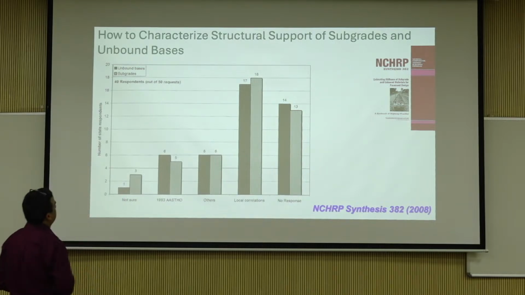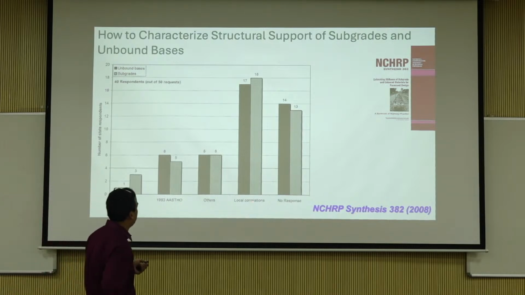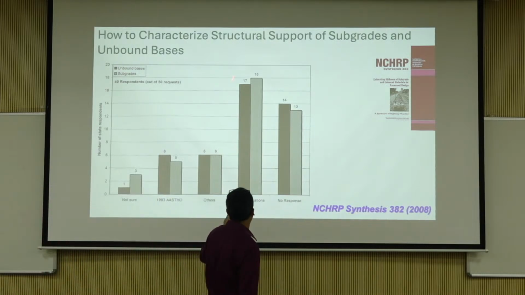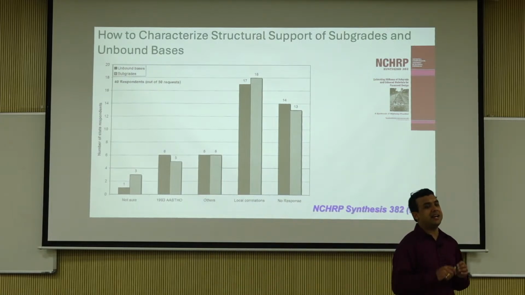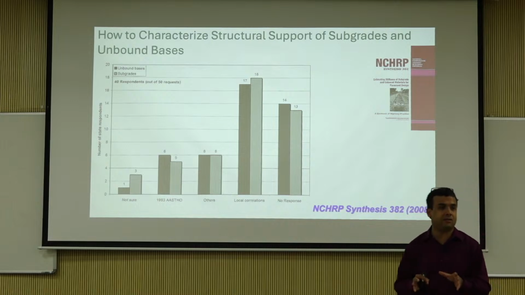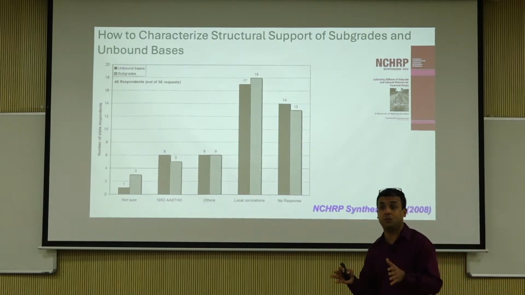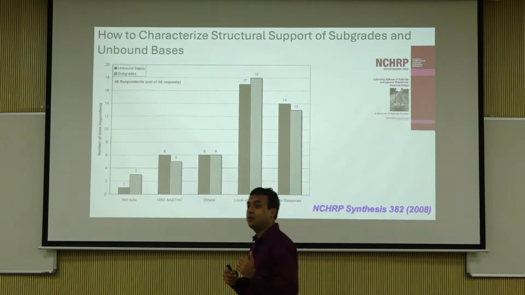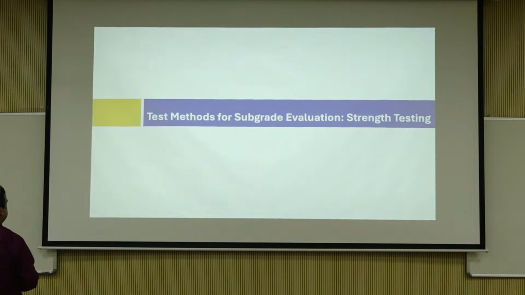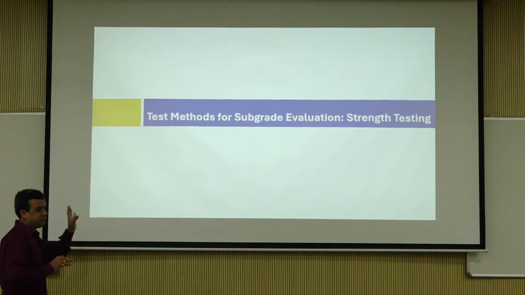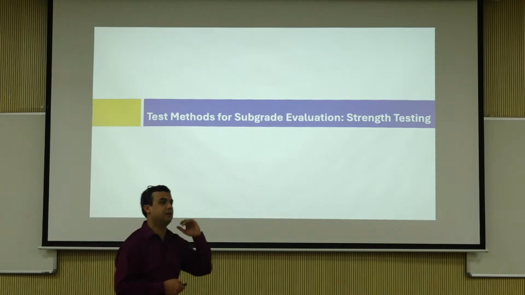How to characterize structural support? Again, some people followed 1993 AASHTO, some people followed local correlation. Most of them, a higher number, actually used local correlations. Now, as I said yesterday, empirical methods, as long as they are applied in their own domain, may actually work. Whether you are doing it the right way or not is a different question. We'll get into that. So that's just the basics. Now we are going to go one step at a time into each test method.